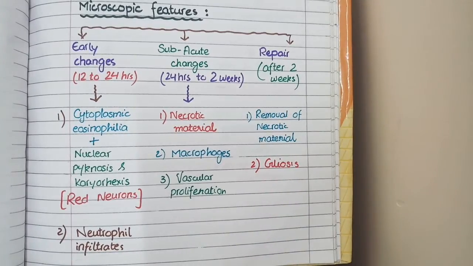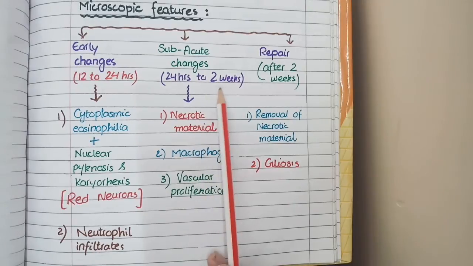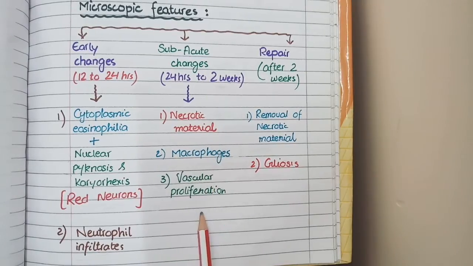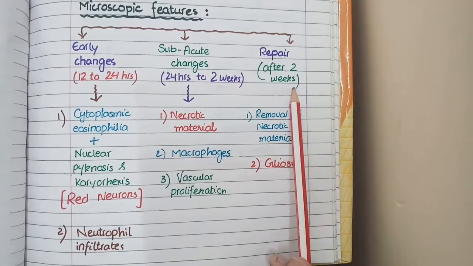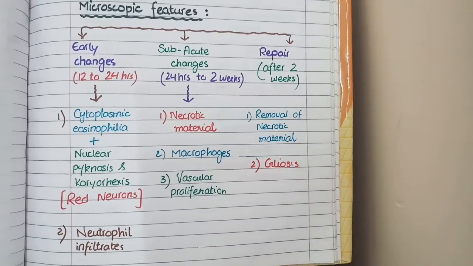So overall in microscopic features, on day 1 you see appearance of red neurons and neutrophilic infiltrates. Up to 2 weeks you see macrophages and vascular proliferation, and after 2 weeks you see gliosis. This concludes the pathological features of global cerebral ischemia.